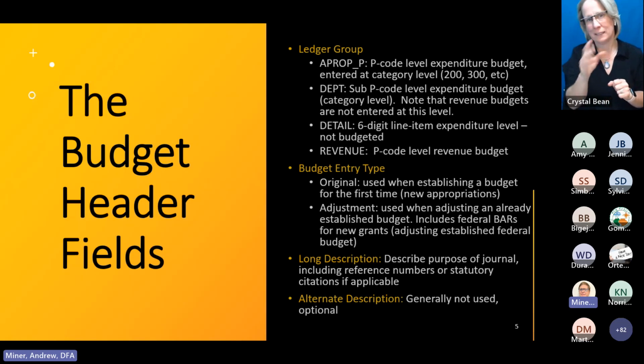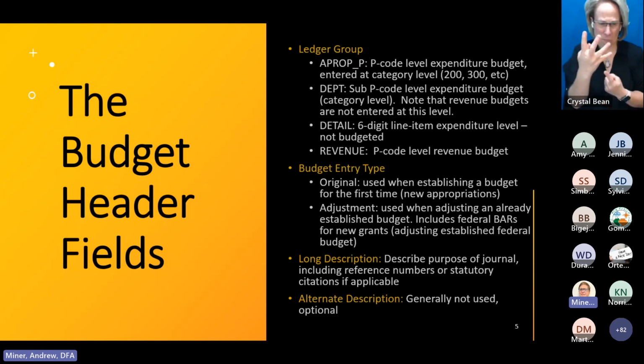Okay, the next field to talk about is budget entry type. So you've got two options here. And we talked a little bit about these yesterday, but original, that's used when establishing a budget for the first time. So in other words, new appropriations. So the OPBUD 3 journals that set up your recurring budget on July 1st every year, those are originals, okay? And then also every OPBUD 4 journal that you do to set up a non-recurring appropriation, those are also originals. So that's when you use original.